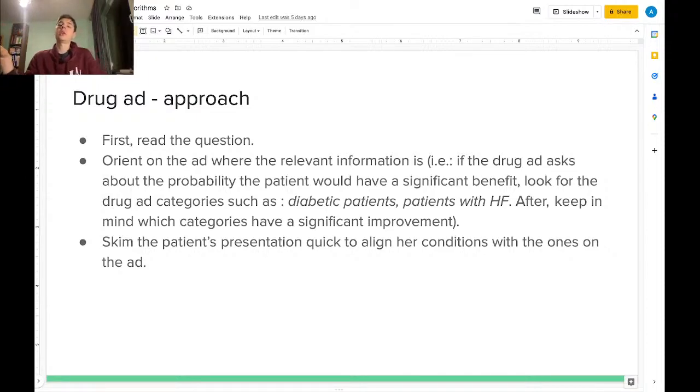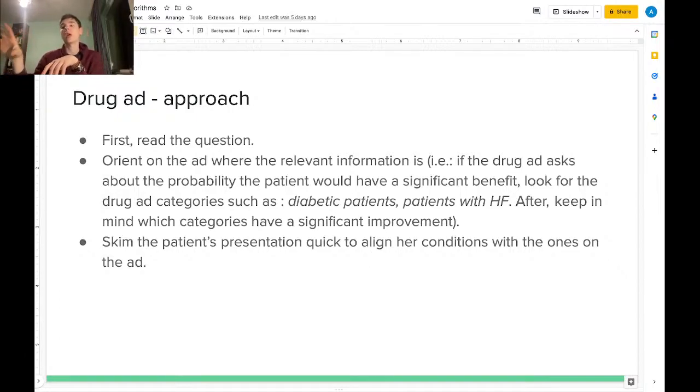Then you go to the class the patient might be. So you go to the start of the vignette and you skim for the enumeration of his medical history: heart failure, diabetes, etc. Once you have those underlined, you go and look at the classes in the drug ad, and you'll see heart failure, but maybe you won't see diabetes.